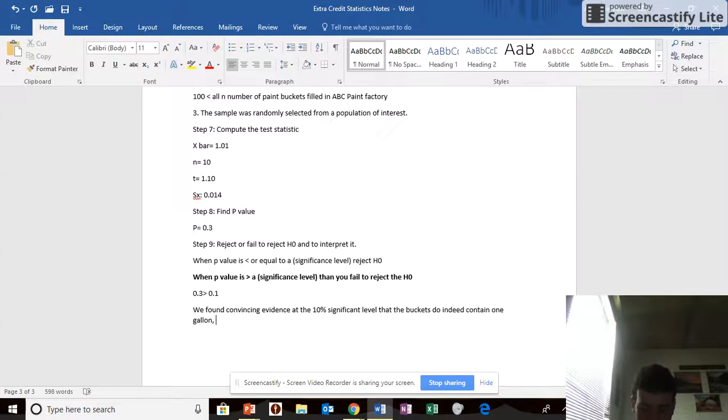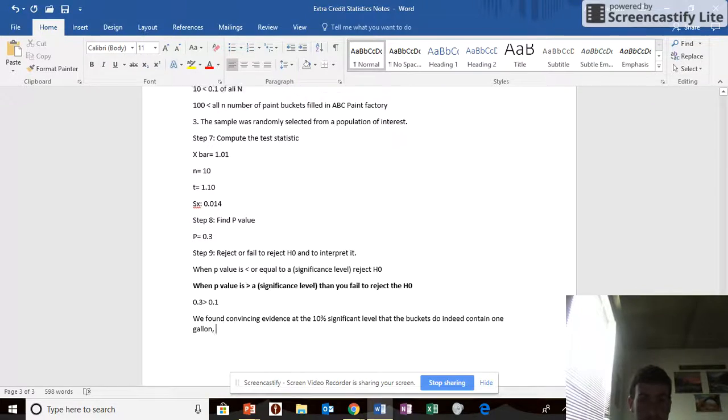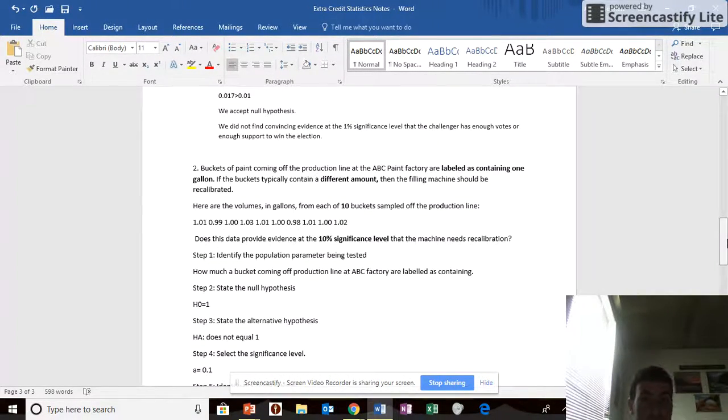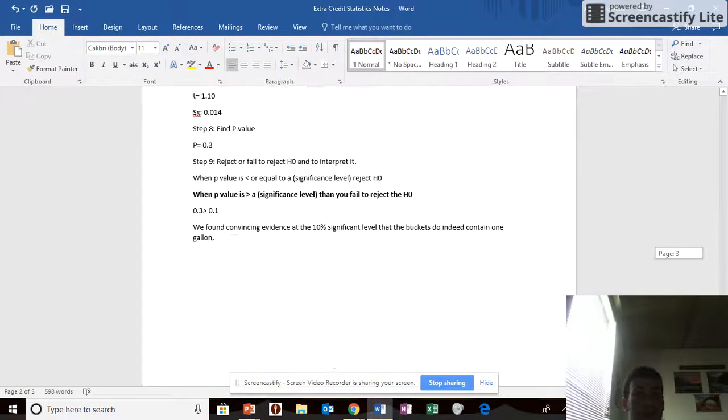And this means, obviously, that the machines do not need to be recalibrated, because if we go back to the problem, it says if it's a different amount, then the filling machine should be recalibrated. But we found that it wasn't, so the machine does not need to be recalibrated. So, meaning the machines do not need to be recalibrated.